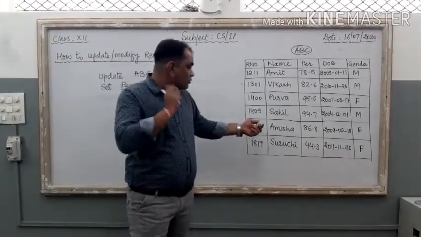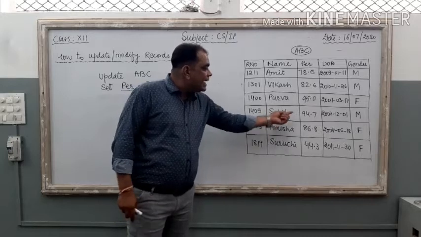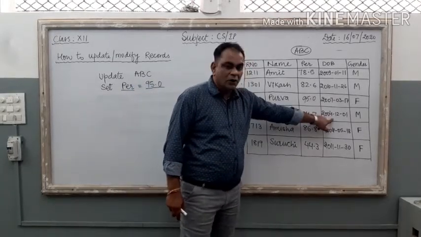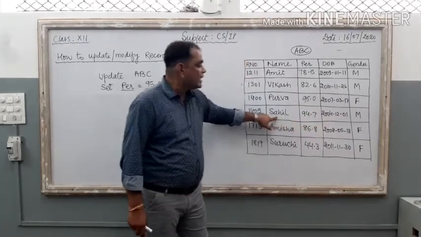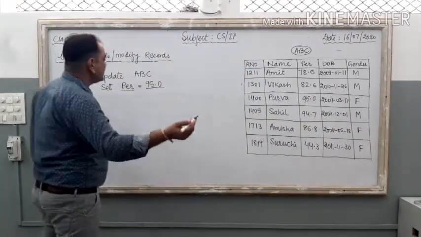If I want to change the date of birth, this is the date of birth column. If I want to change the date of birth of Sahil, what can I do? What is the command for that?